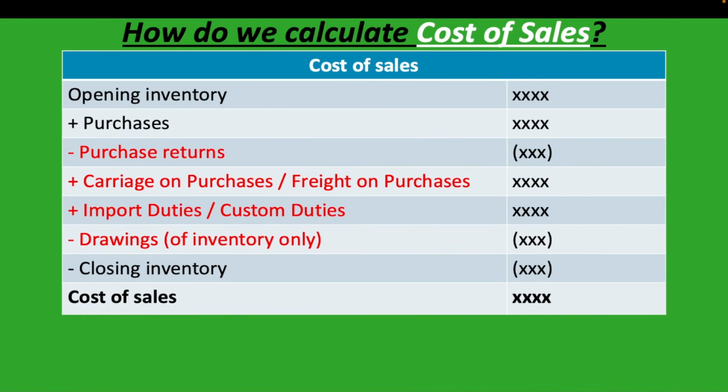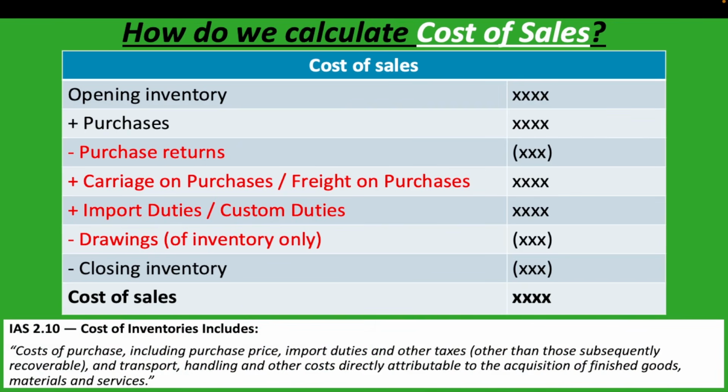Now, it's important to mention this from the International Accounting Standards, which is a standard that we apply, and this is what it says on the cost of inventories: cost of purchase, including purchase price, import duties and other taxes other than those subsequently recoverable, and transport, handling, and other costs directly attributable to the acquisition of finished goods, materials, and services. And this is the rationale behind why we are adding these line items: import duties, custom duties, carriage on purchases, whatever the case is. But you can note here it says other than those subsequently recoverable.